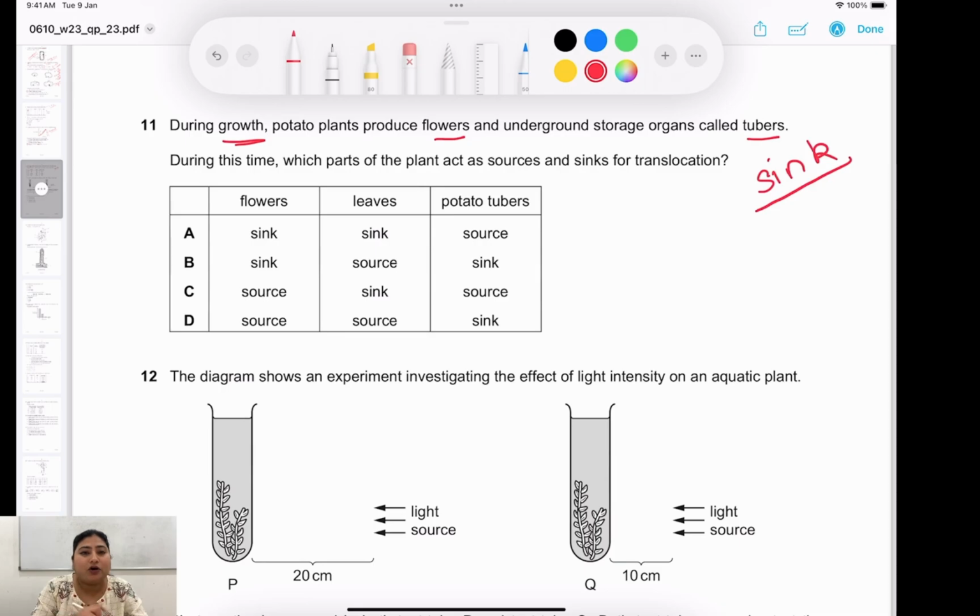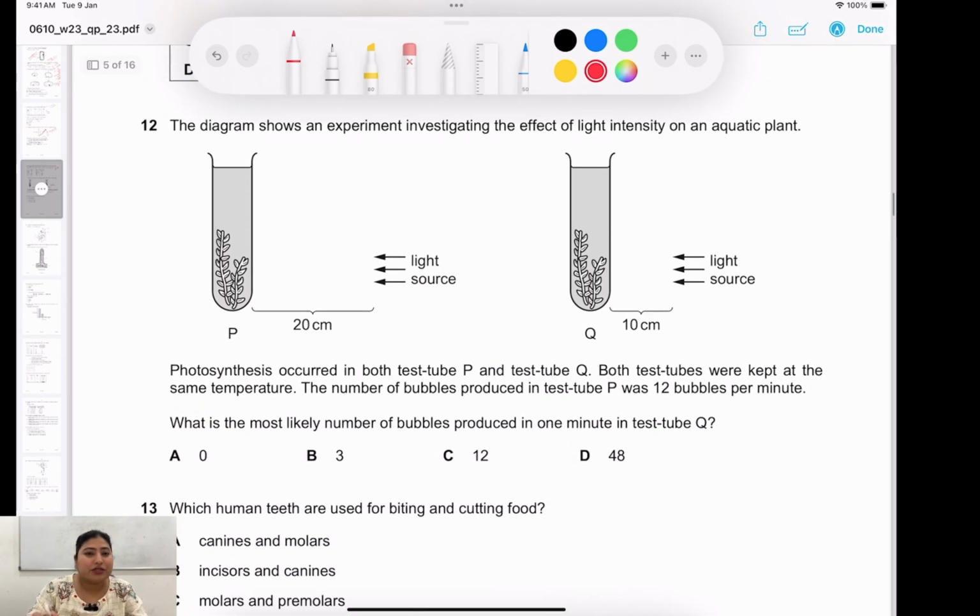Now let's see the options which are suitable for this. Here it says flower is acting as the sink and potato tuber is acting as the source. No. Flower is acting as the sink and potato tubers are acting as the sink. Yes, and during this time, because the plant is growing, the leaves are going to act as the source. So as per this, the correct option is B. So 11 is B.